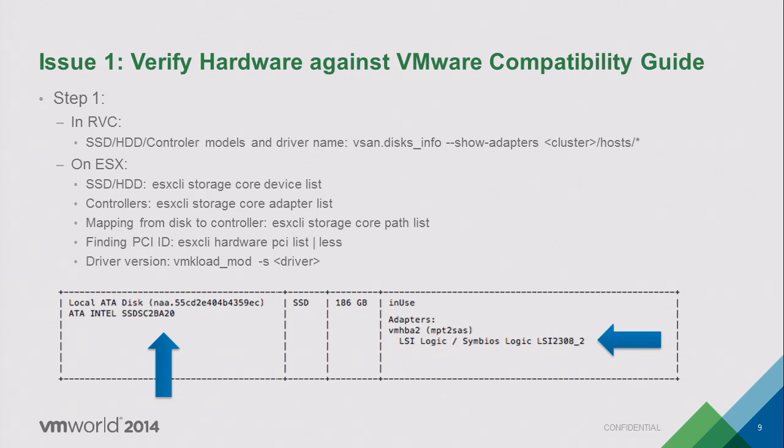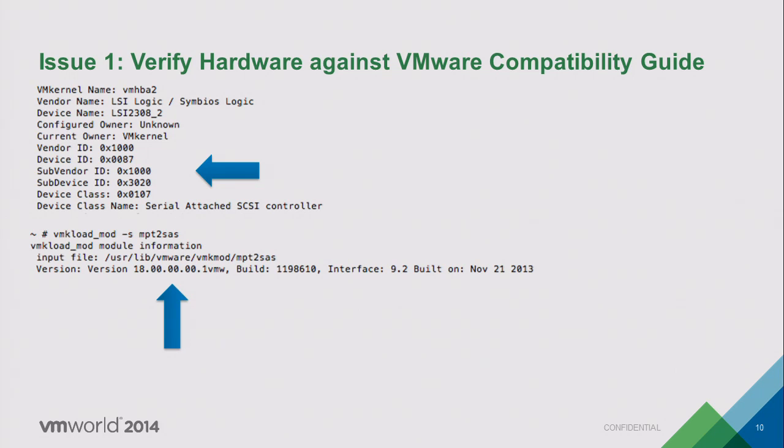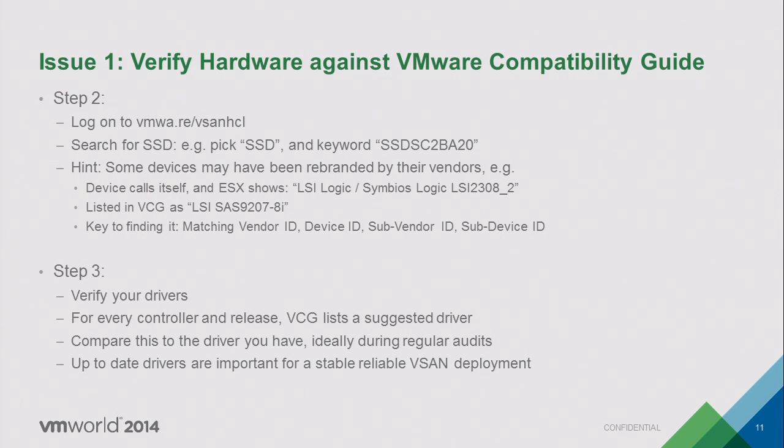But one thing that RVC doesn't have that is on ESX is finding the PCI IDs, and I will get into why that's important. So if you do the PCI list command, you will find the device IDs, and that's relevant, and also the driver version number is quite relevant. So quick screenshot, specifically the vendor ID, the device ID, and the driver version number that you will see with those commands. So how do you use that information?